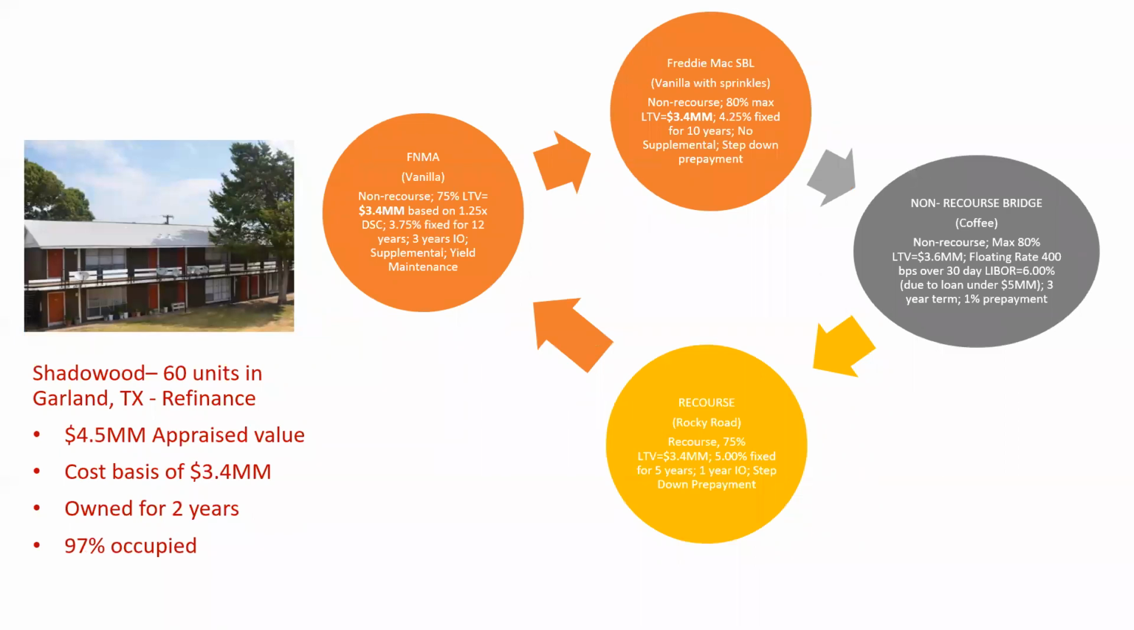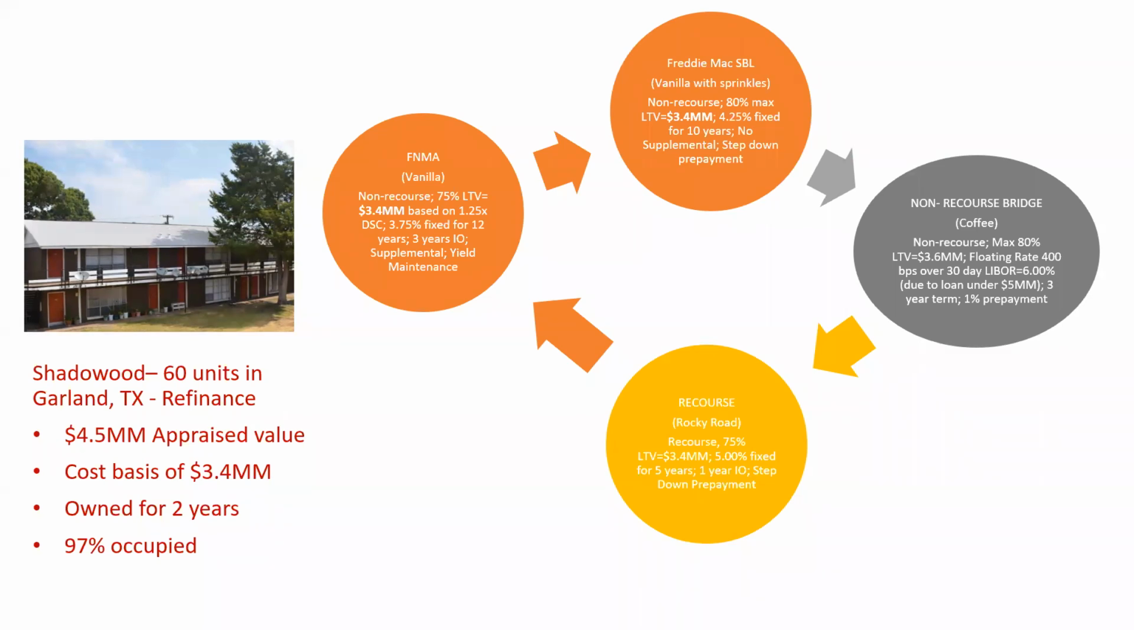Shadowwood, this was a 60 unit deal in Garland, $4.5 million appraised value. So we actually did this loan. He had a recourse bank loan on the property, and he was all in on the deal for about 3.4 million. And so we went out, got the deal appraised, close to 4.5 million. And so it's 100% cash out refi. And so we went to Fannie, similar 3.4 million, 75% loan to value on the refi. But again, it had the yield maintenance.